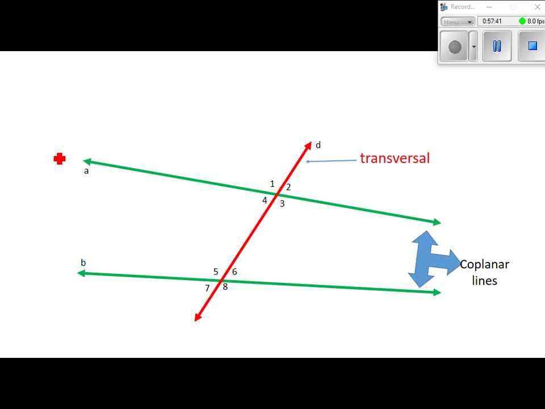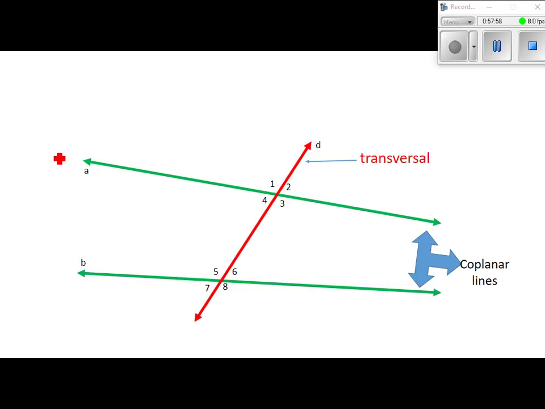Angle 2 and angle 3. Angle 2 and angle 4. Oh, what'd you say? Vertical. Right? So, we know all that stuff about this picture already. The vertical angles, the supplementary angles, linear. We know all that about this.